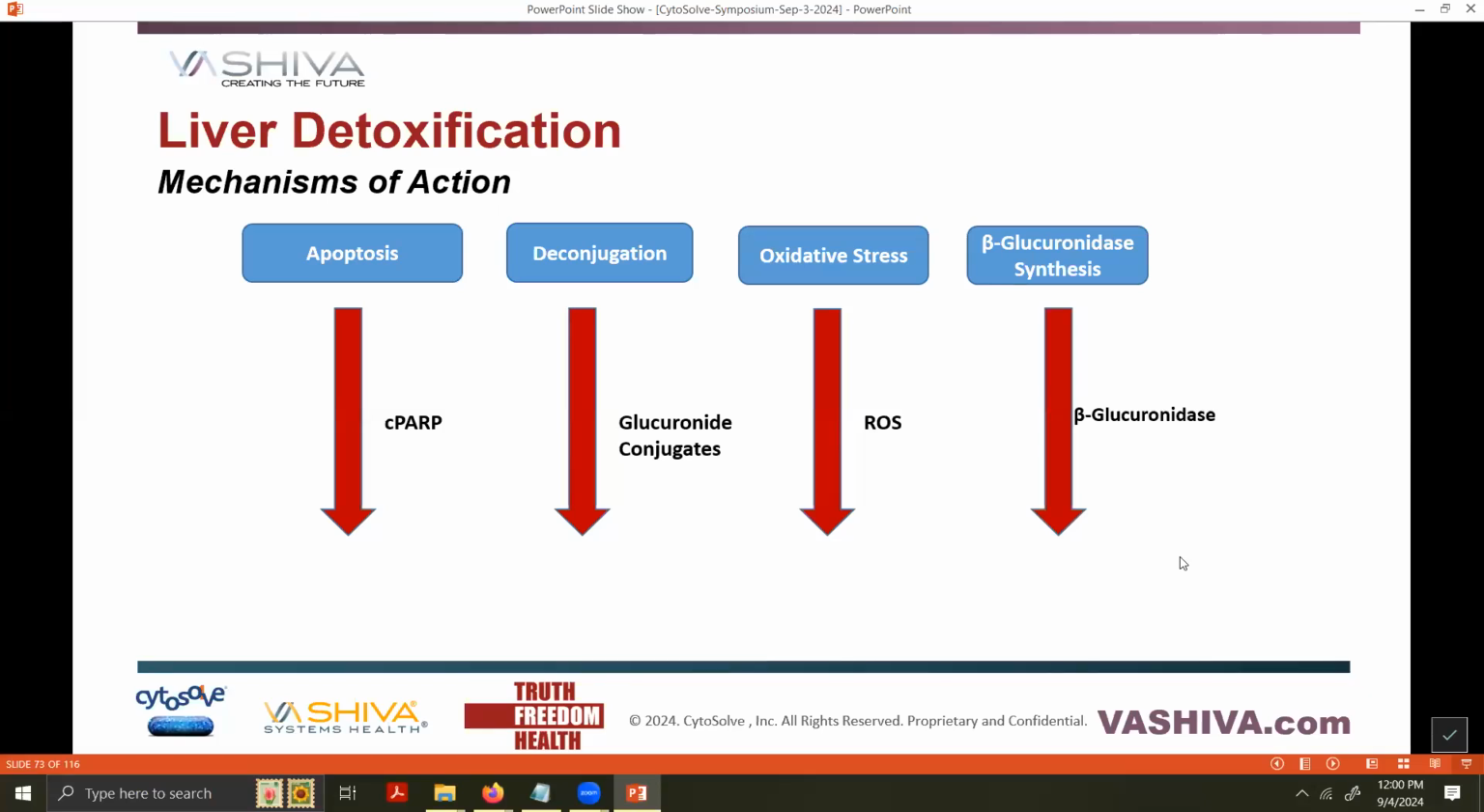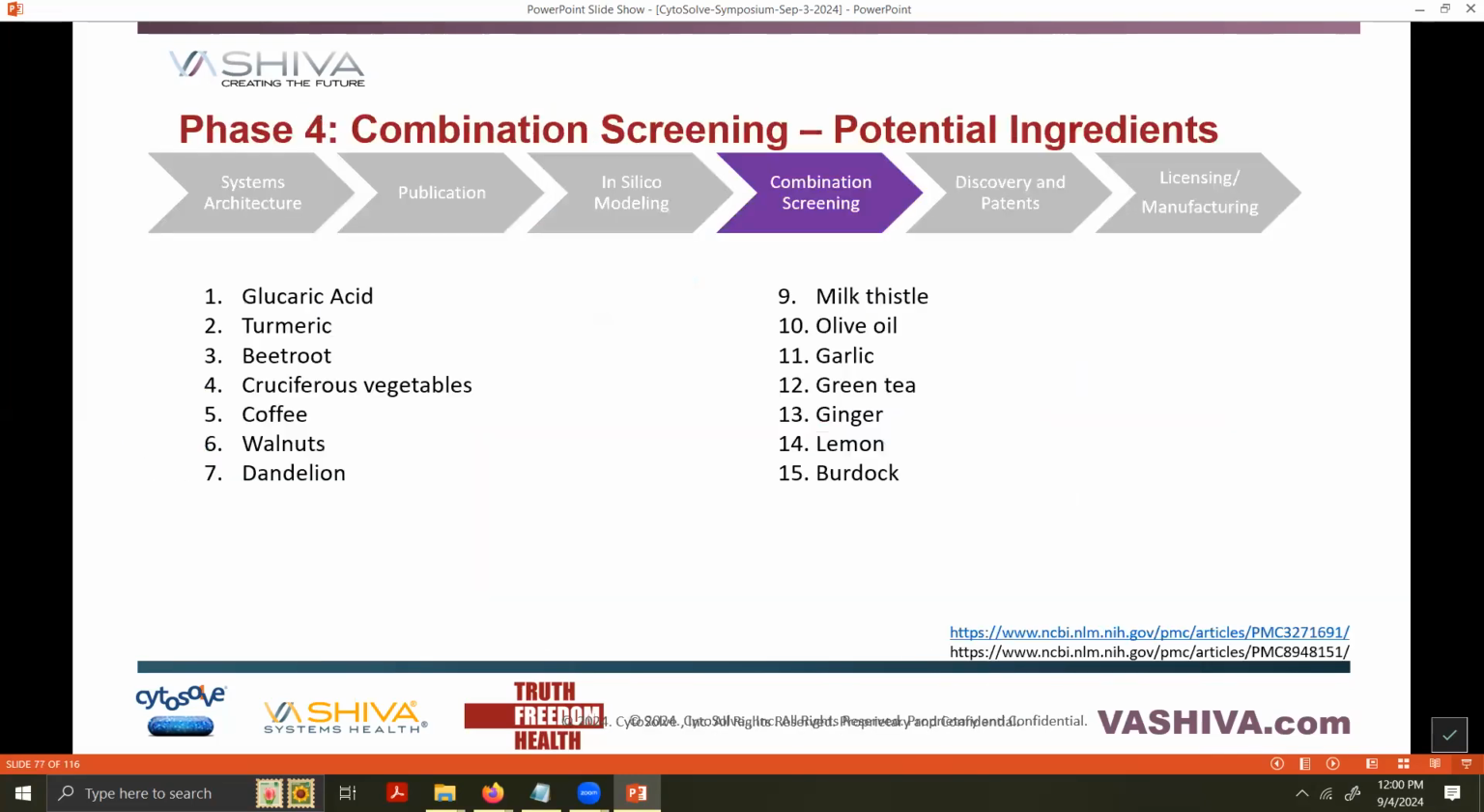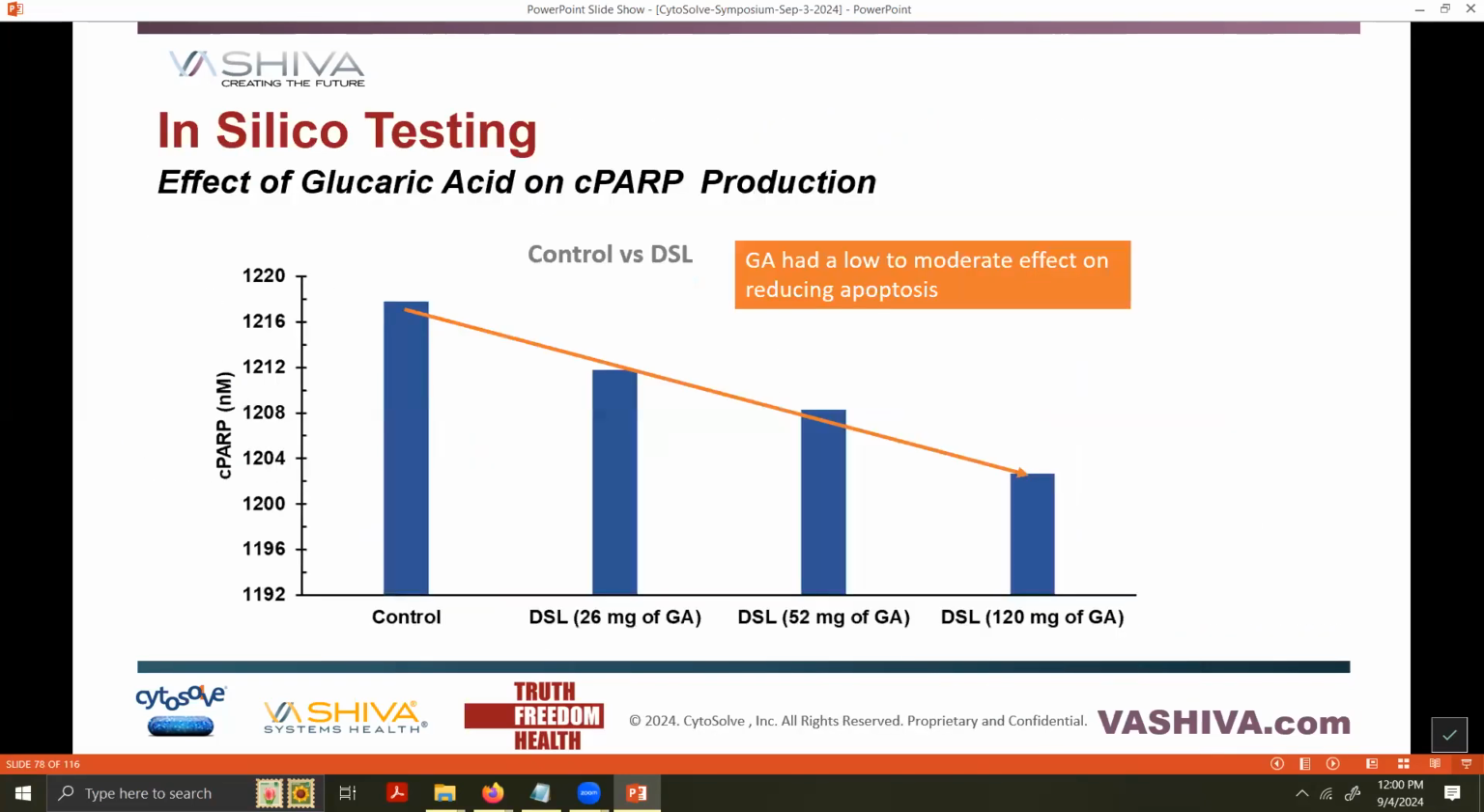Is any one of them going to do it? Probably not. This is why if you want to support liver health, you need a combination of things, because you want all of these to be affected. Next. So when we looked at glucaric acid, we're looking at the gold standard that we've established. How does it affect each of those individual biomarkers?